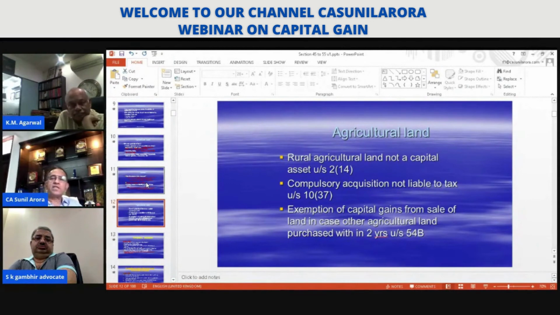So 10(37) and 54B will come into play only if my agricultural land is a capital asset and is liable to tax otherwise. So if I'm liable to tax on this agricultural land, then I can avail the exemption provided under section 10(37) and section 54B.